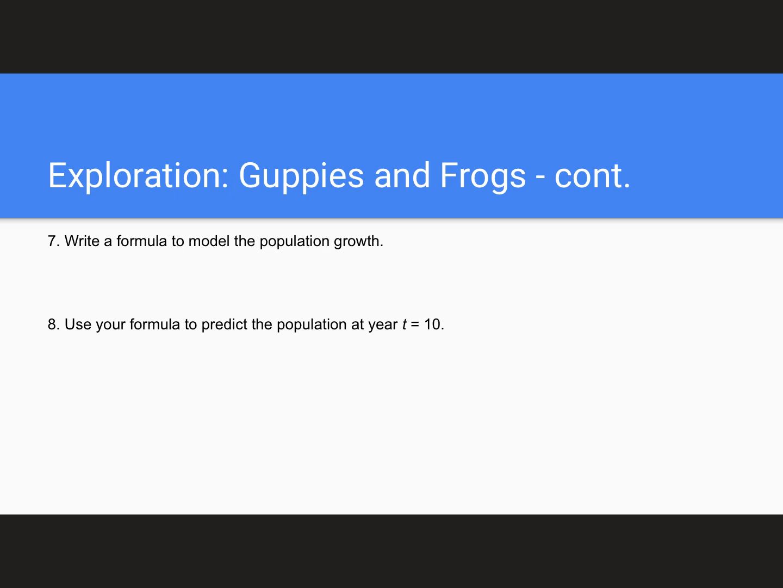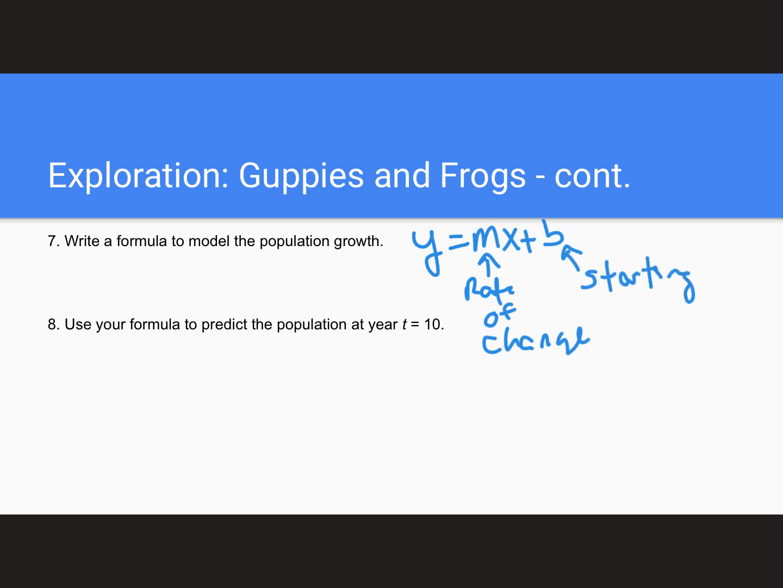So next we're asked to write a formula to model the population growth. So remember, we're going to use y equals mx plus b. m is our rate of change, and b is our beginning, our starting point. So what is our function going to be? Please write a function using the rate of change and our starting point. And then use your formula to predict the population at year T equals 10. You should be able to do this without my assistance. If you need help, come see me.